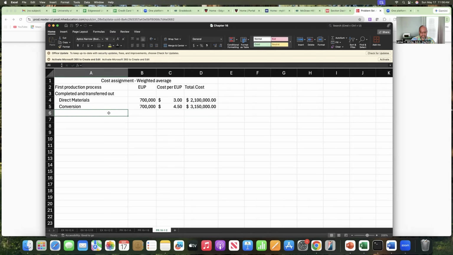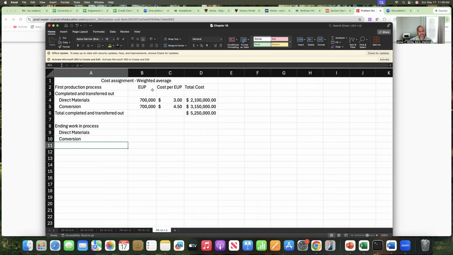All right. So my total completed and transferred out, I'm going to add these two numbers. And that's my total. Now I'm going to do my ending work in process. I'm going to have my direct materials again. I'm going to have my conversion.